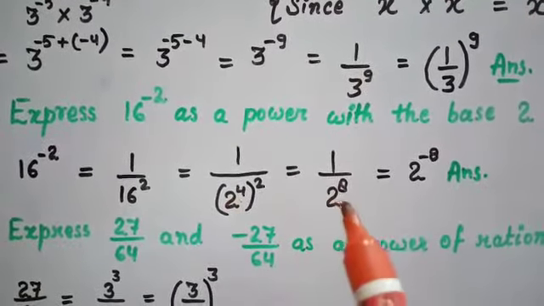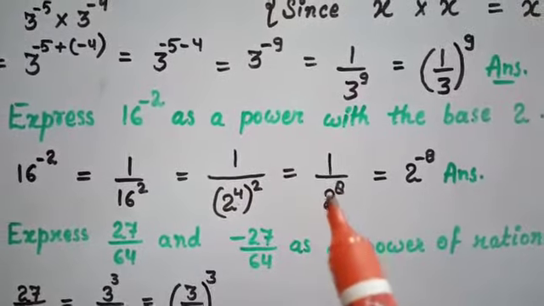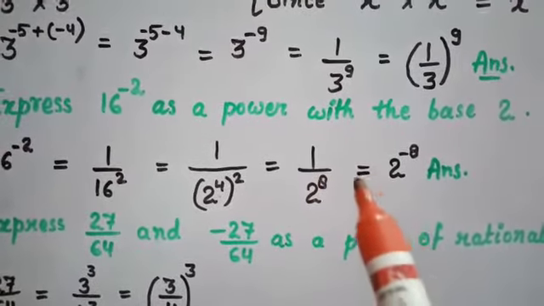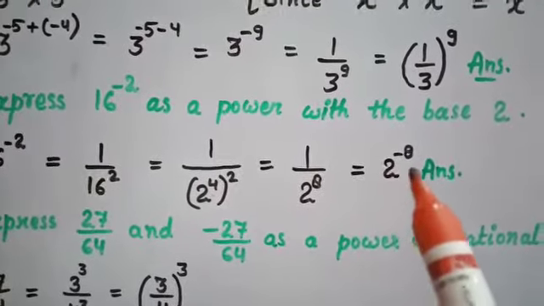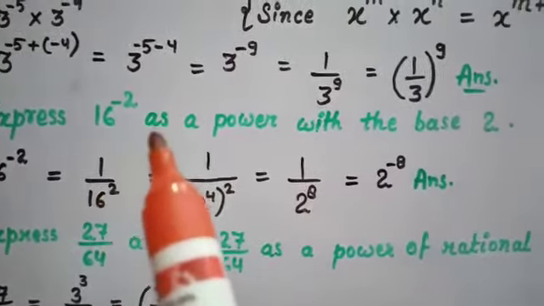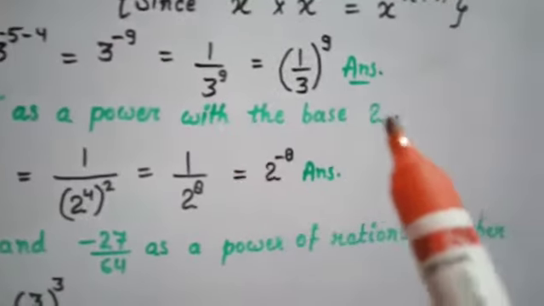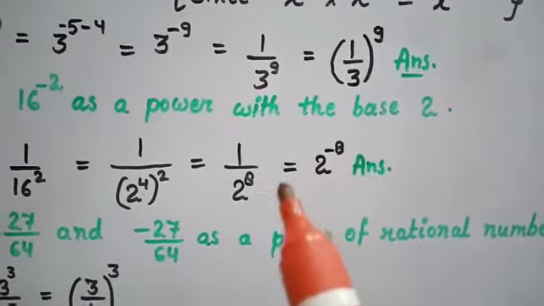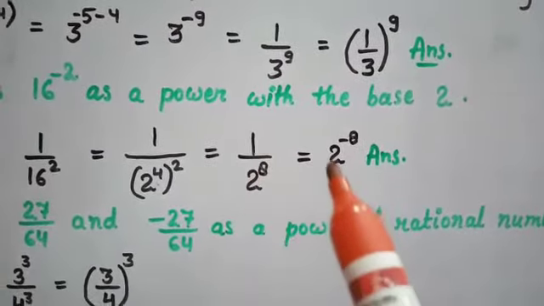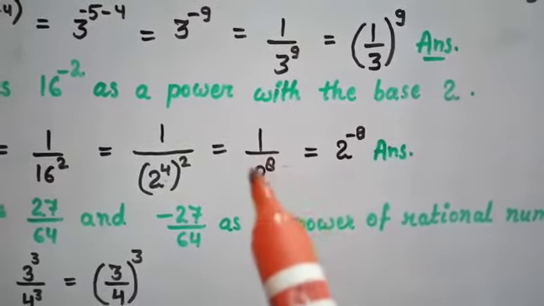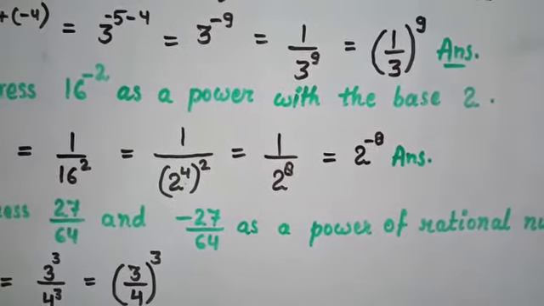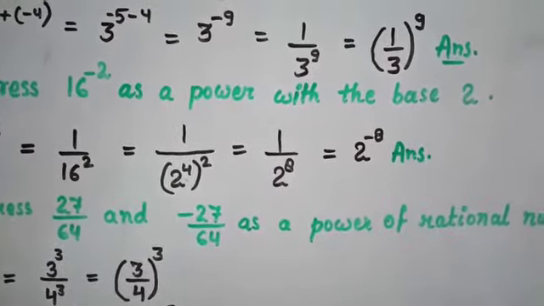equal to 1 upon 2 to the power of 8, 4 2s are 8. 1 upon 2 to the power of 8 can be written as 2 to the power of minus 8, because we have to find our answer as a power with the base 2. So we have to do the reciprocal of 1 upon 2. It will be 2, and power will be in minus. Answer is 2 to the power of minus 8.